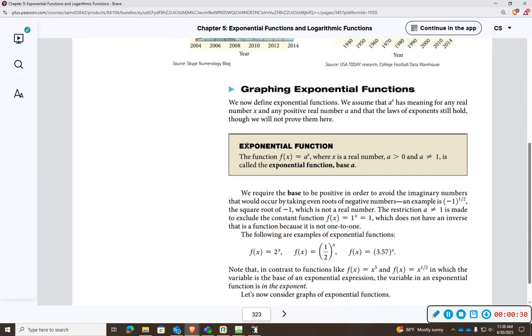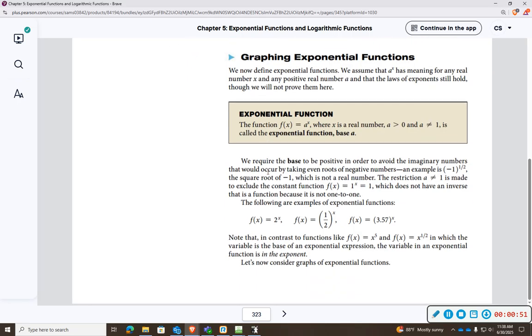We have the definition of what an exponential function is. It's a function of the form f of x equals a to the x power, and they let us know x is a real number. A, whatever that number is, has to be greater than 0, but it cannot be equal to 1. And a is called the base. Base is required to be positive in order to avoid imaginary numbers.